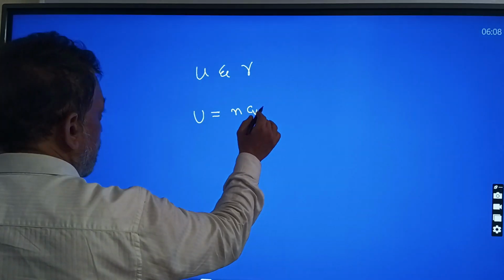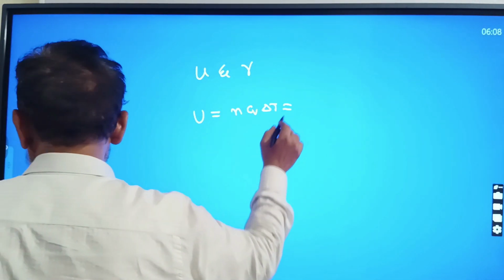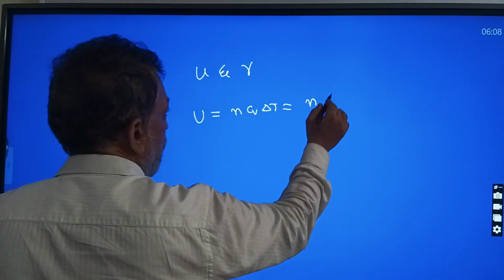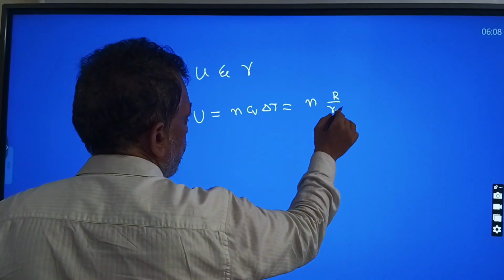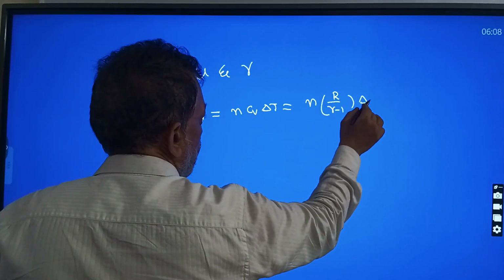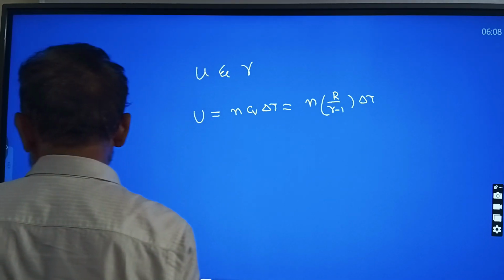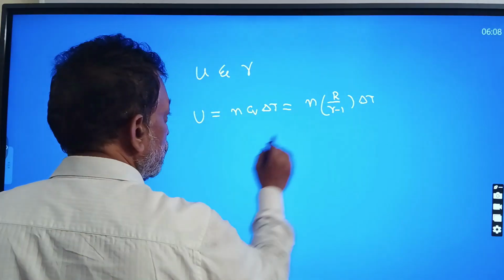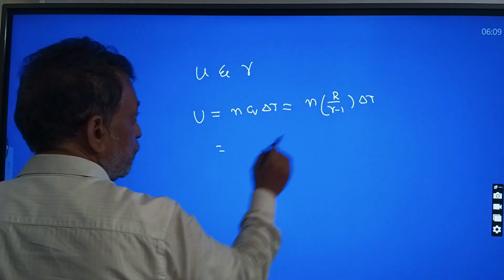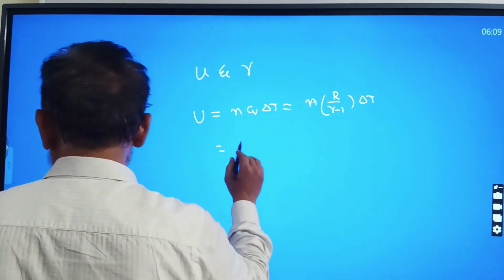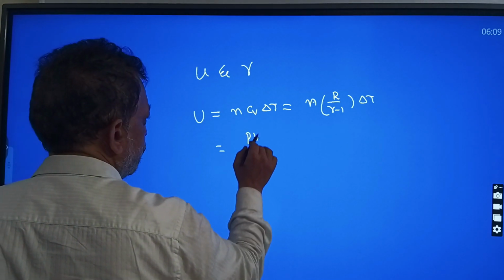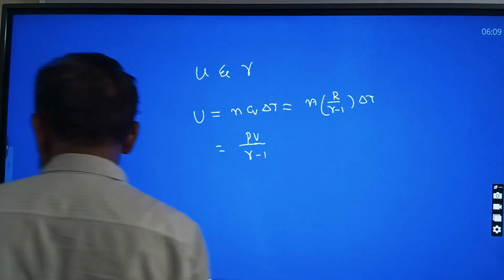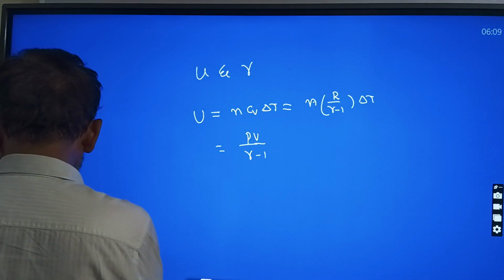nCv delta T, that is equal to n, Cv is equal to R by gamma minus 1, into delta T, absolute temperature. Now this can be written as what? PV by gamma minus 1. So there is a PV by gamma minus 1.